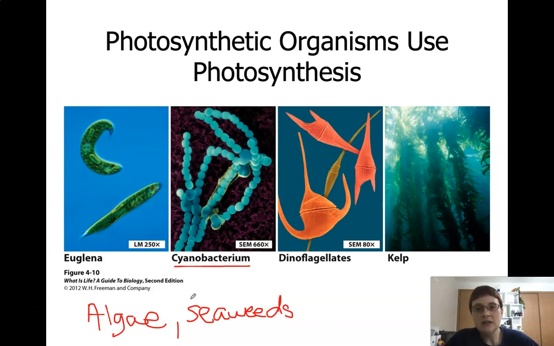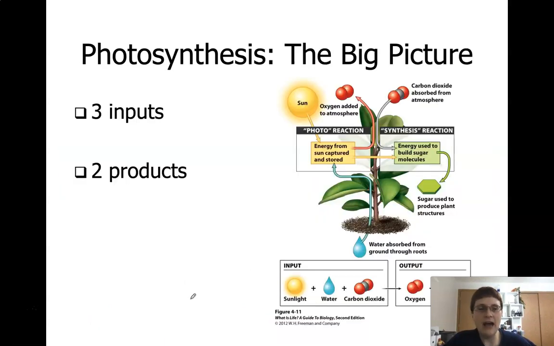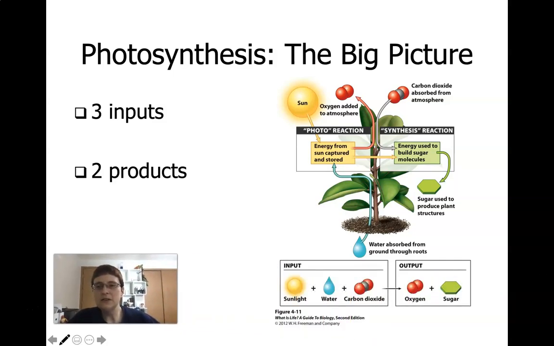And actually, these organisms that you see on the picture can do just as much or more photosynthesis than the plants that we think of, because these guys live in the water, and a majority of our planet is covered in water. So you can thank some algae and some seaweed because they are producing a good chunk of our oxygen on the planet. All right, so let's take a look at photosynthesis. So we're going to take a look first at photosynthesis in the big picture.